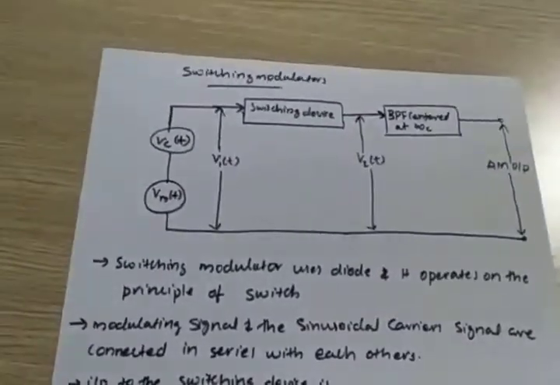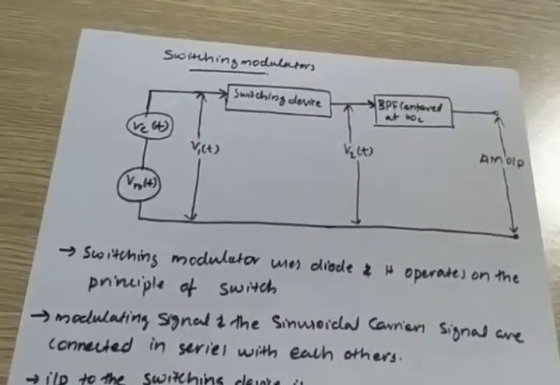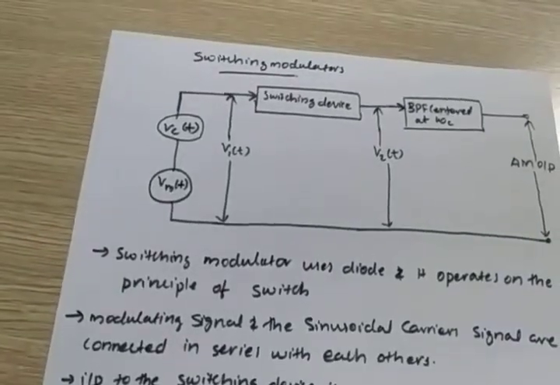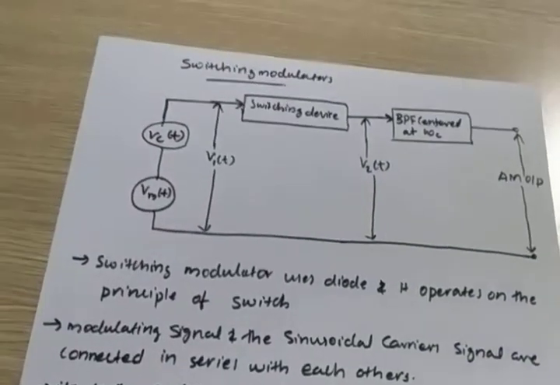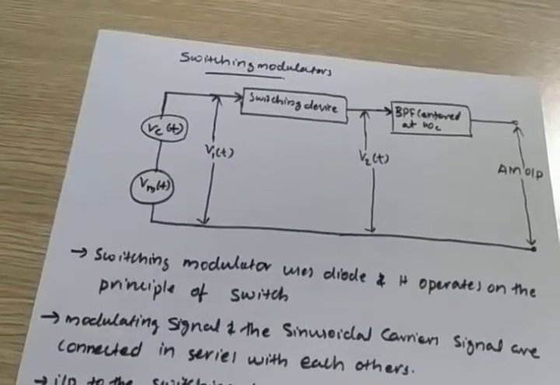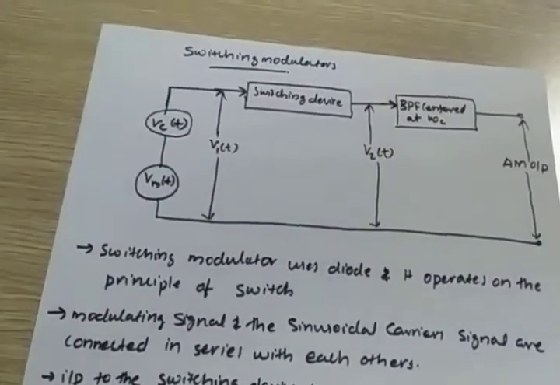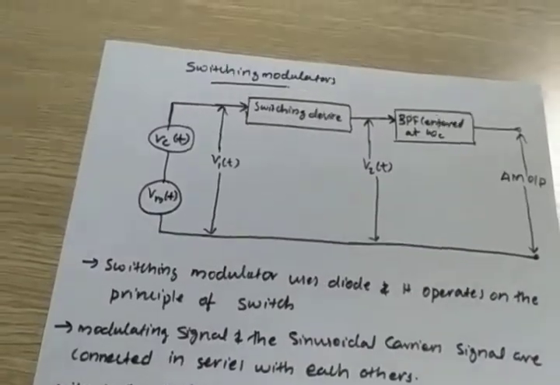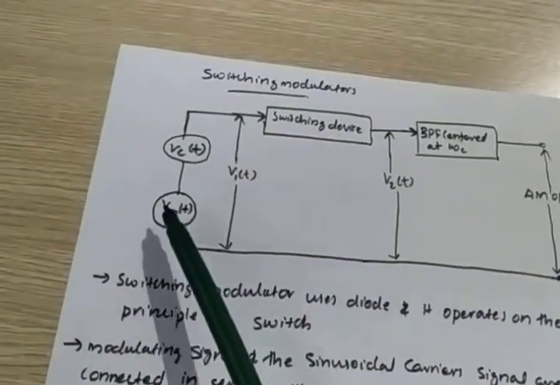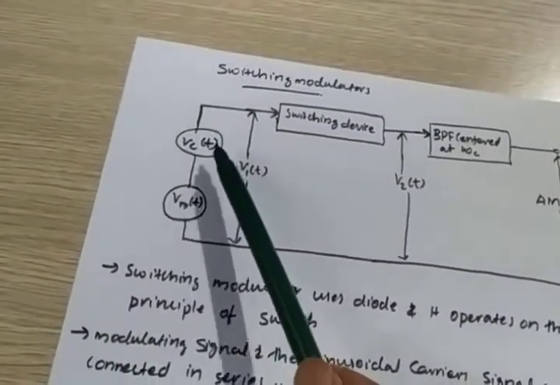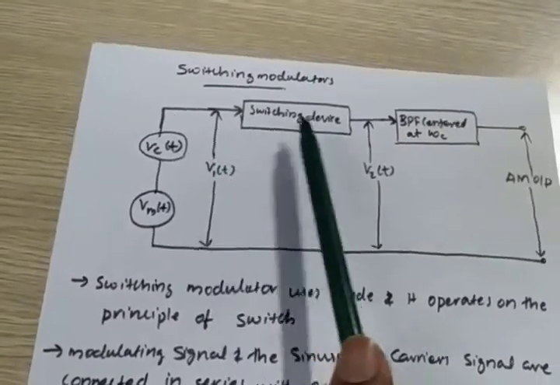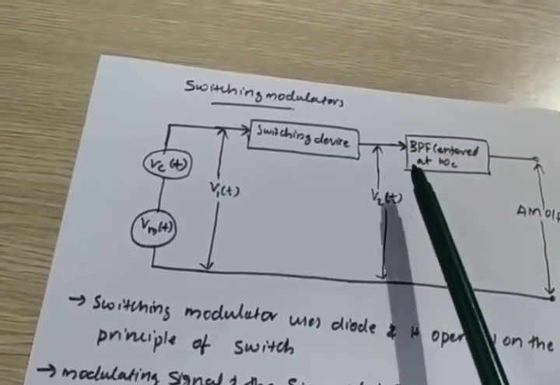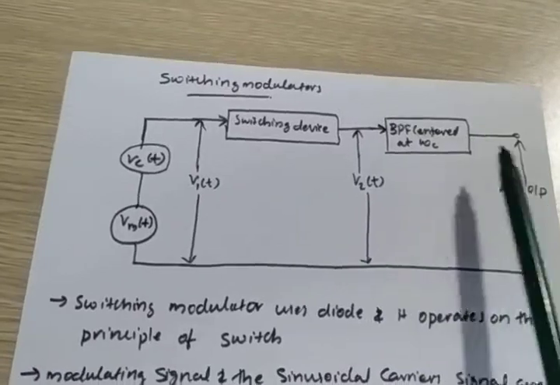So the next topic is switching modulators. This is the circuit of a switching modulator, a general block level circuit. This is VM of T, the message, and this is VC of T, the carrier, then the switching device, and a band pass filter at omega C. This is the output.